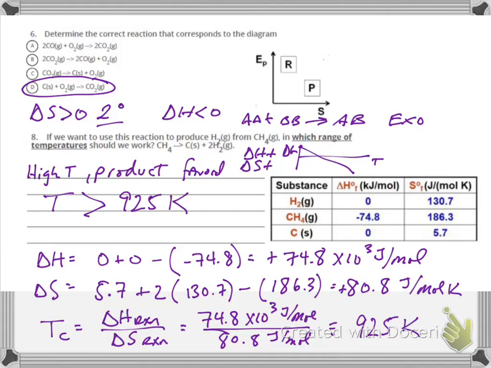You're going to have to do these types of analyses on the exam, so it's very important that you feel comfortable with it.